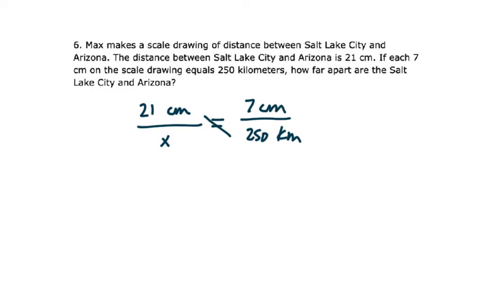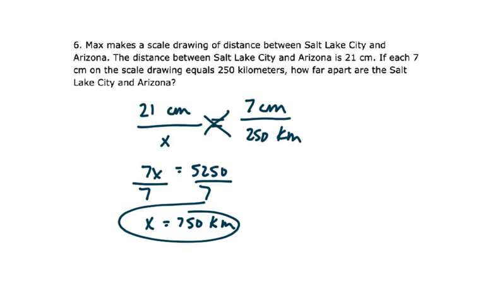So let's all cross multiply. 7x equals 5,250. We divide by 7 and get 750 kilometers. That is it. That's all you have to do. There are 2 scale factor problems on your assignment, and the rest are problems like the first 2.